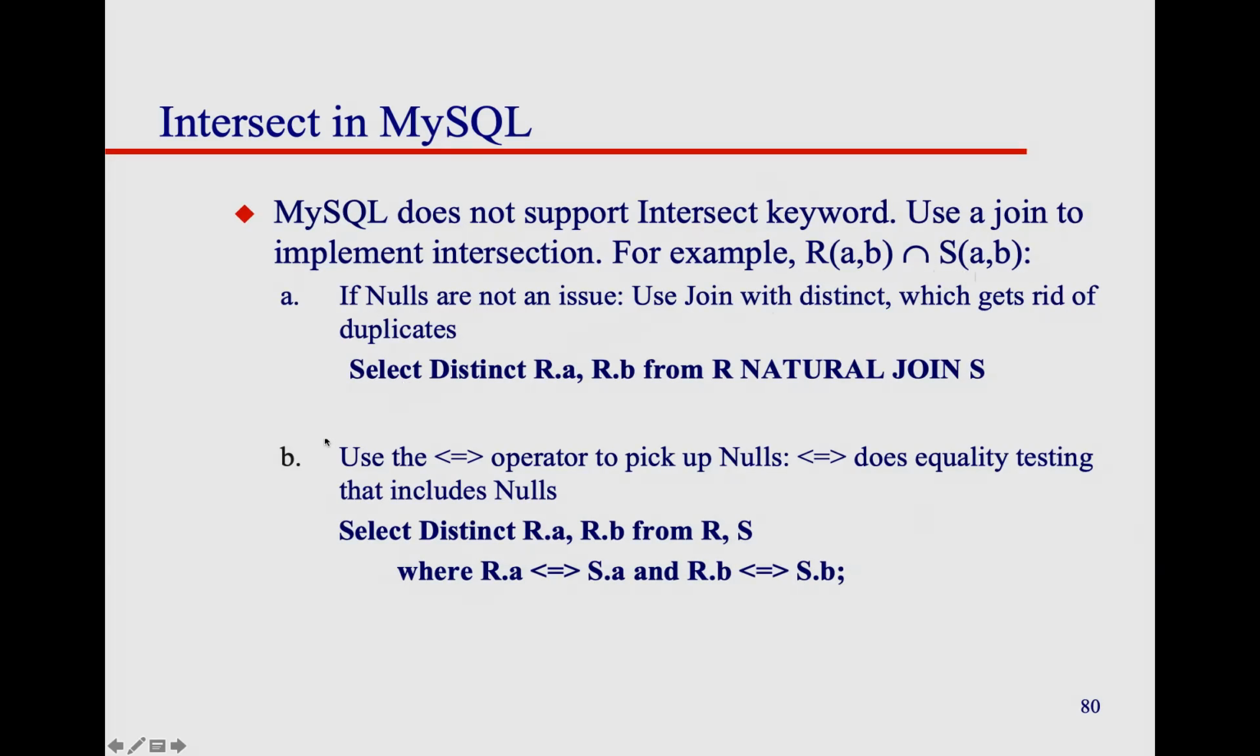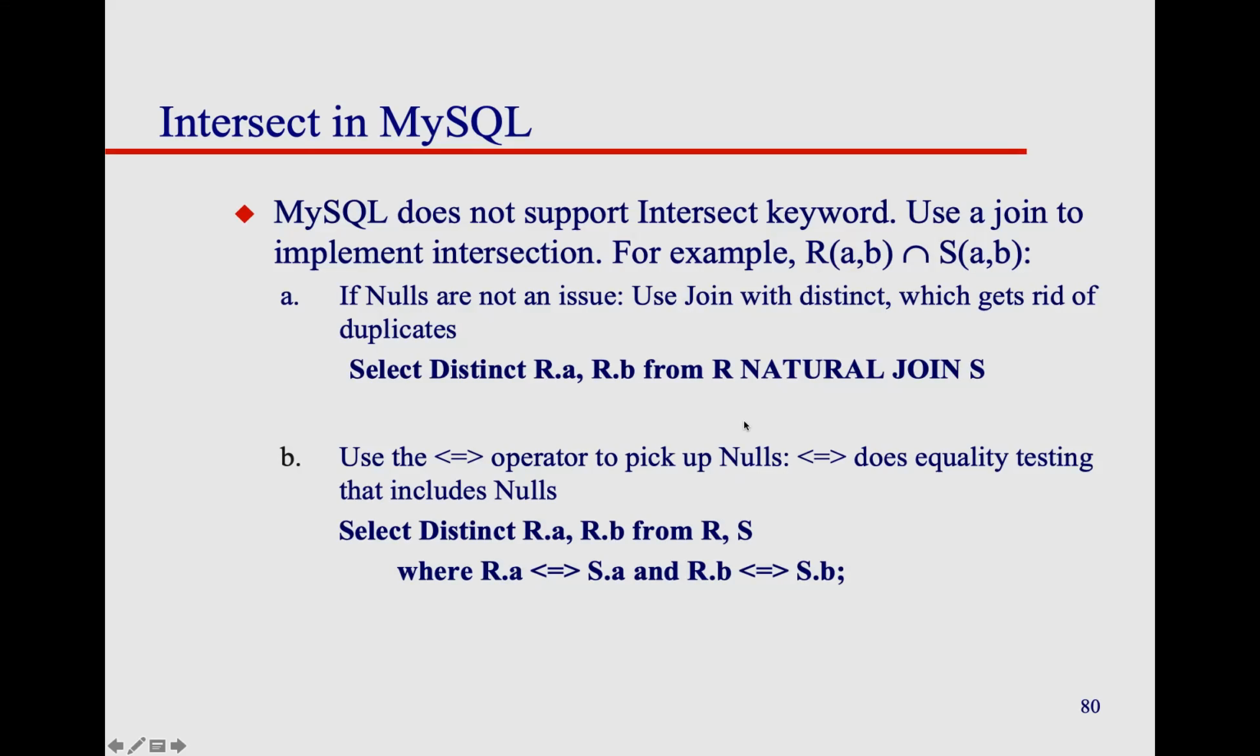And then you simply select distinct to get rid of any duplicate tuples, because intersect gets rid of duplicate tuples. So natural join works perfectly because it is intersection. It only includes a row from R and a row from S if the two match.